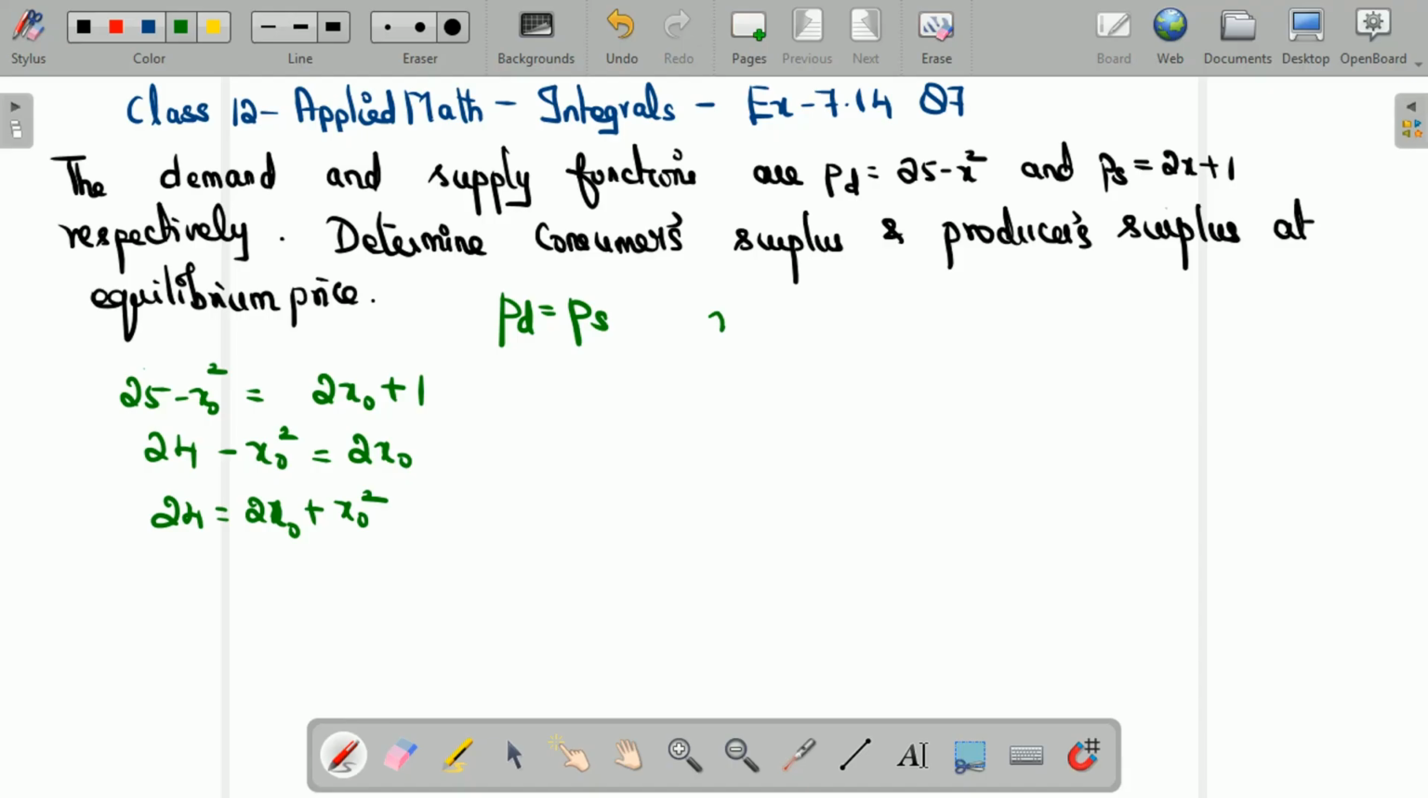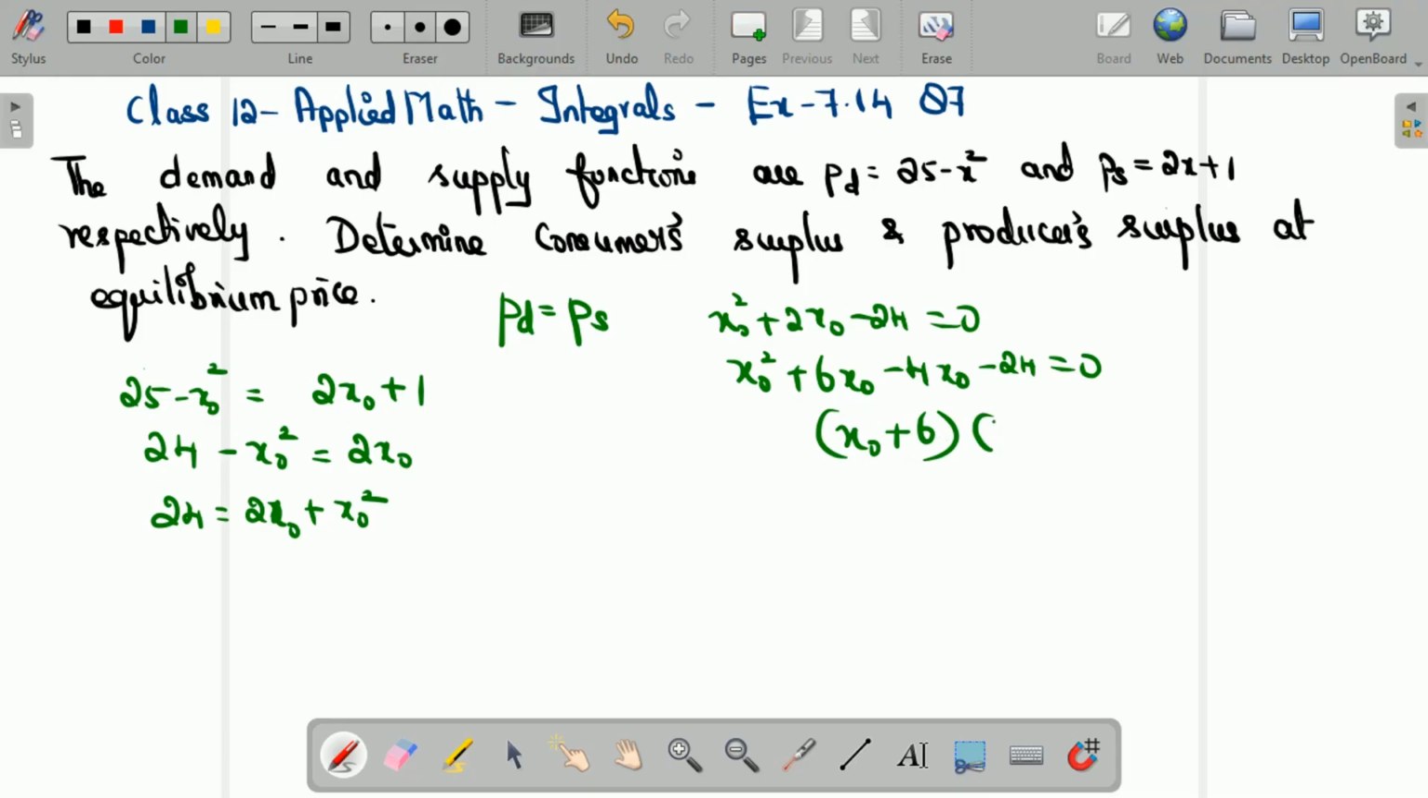So we will make this a quadratic equation. x₀² + 2x₀ - 24 = 0. To split it, x₀² + 6x₀ - 4x₀ - 24 = 0. So this will look like (x₀ + 6)(x₀ - 4) = 0. So x₀ possibly will have the value of -6 and 4. x₀ cannot be negative, so discard the value of -6, so x₀ is going to be equal to 4.